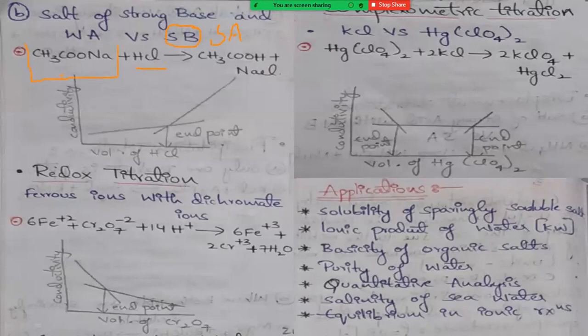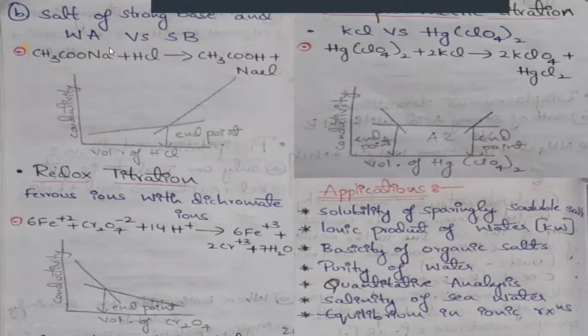Initially, what are we taking here? We are taking a salt. What is the salt? The salt of a strong base and a weak acid. Where is the strong base? The sodium ions come from sodium hydroxide, which is a strong base, and the acetate ions come from acetic acid, which is a weak acid. So this salt is a combination of a strong base and a weak acid, which is taken in the conical flask.